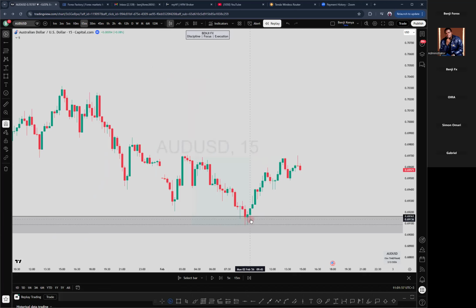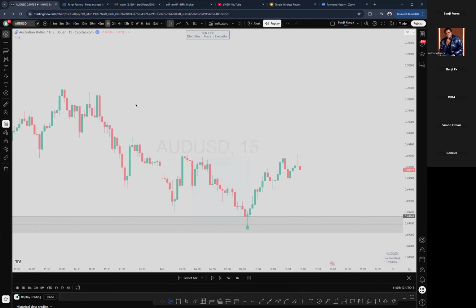So we had three candlesticks on the M15 that were actually having wicks. The wicks were even bigger than the body. So you can see that this is a good and clear confirmation that the market wants to do what? Wants to buy. Get in, have your stop loss below this zone.